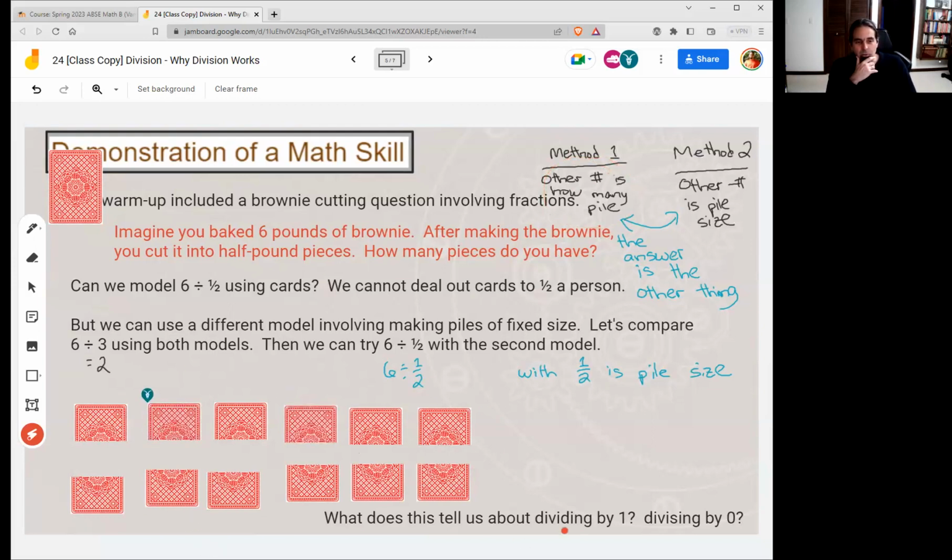And this helps you with dividing by 1. Why is it true that any number divided by 1 stays the same? Because if I make piles of size 1, I get the same number of things I have. How come dividing by 0 acts like infinity? Because if I make piles of size 0, I'm not putting any cards down on the table. I just have a stack of my cards in my hand forever because I'm not really putting them down.